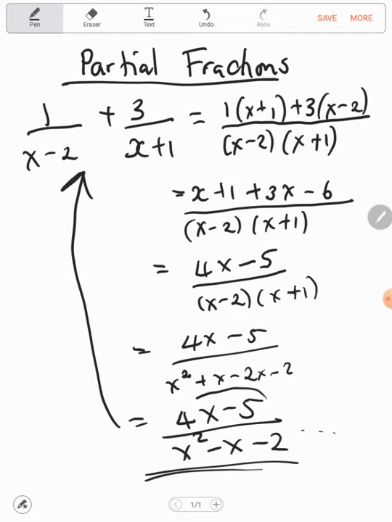Suppose you're just given this function. How can you take it back to those individual functions? This is a very common practice in integration as well. Okay, so we have some rules or properties that you need to take note of when resolving partial fractions.